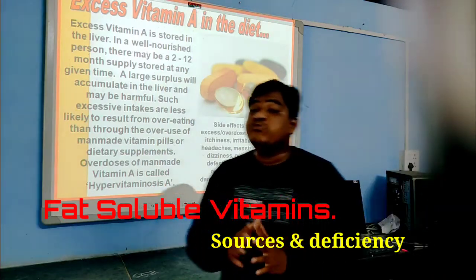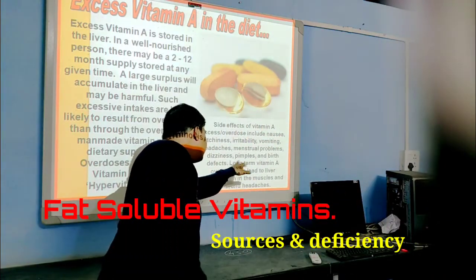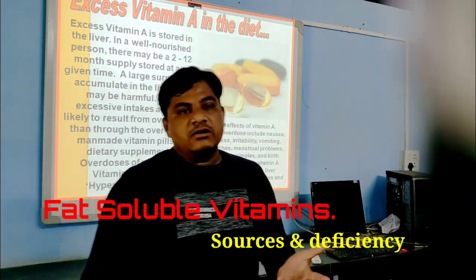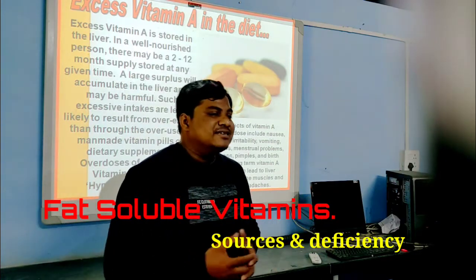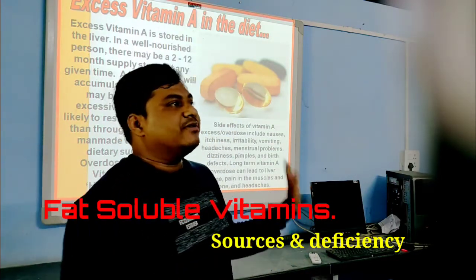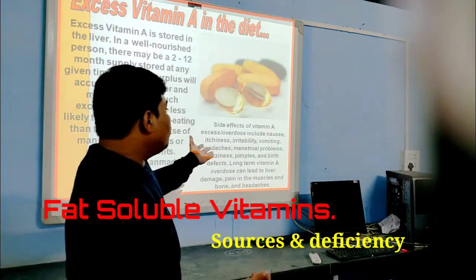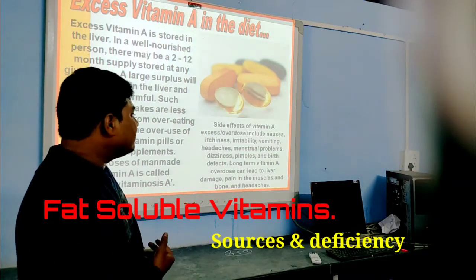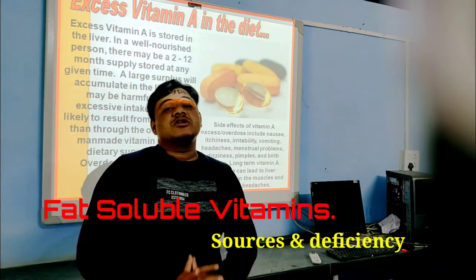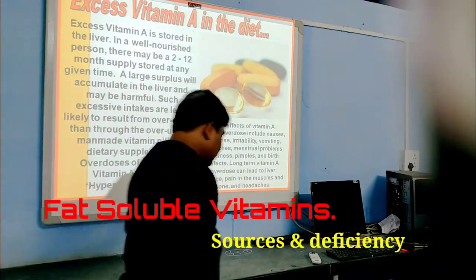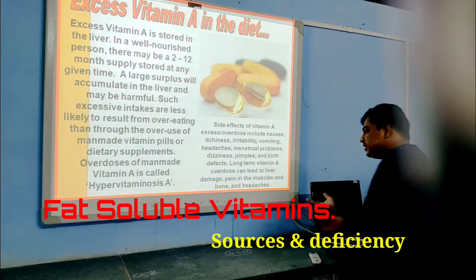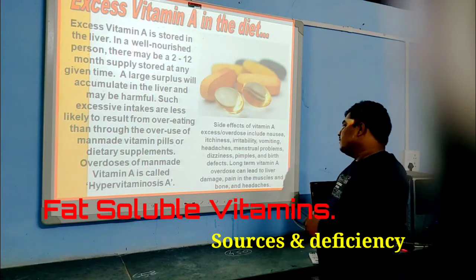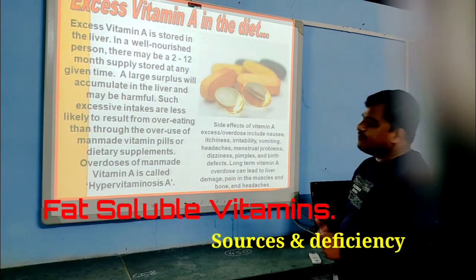Again, the last and more important effect is the birth defect. If we take more and more vitamin A, above the requirement, then it is very harmful. There are a number of effects: nausea, itchiness, irritability, vomiting, headache, and menstrual problems in ladies. So in that excess or overdose of vitamin A, this type of effect is there. Then long-term vitamin A overdose can lead to liver damage.